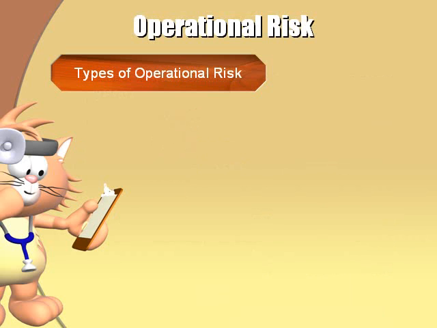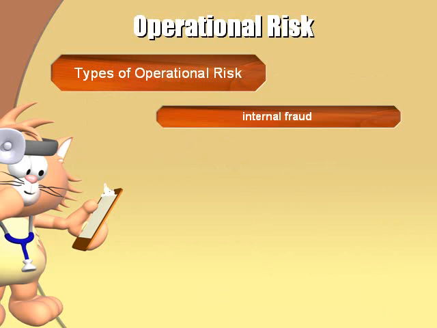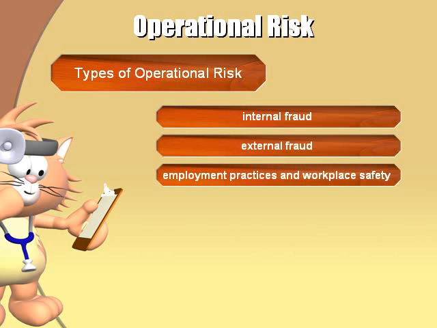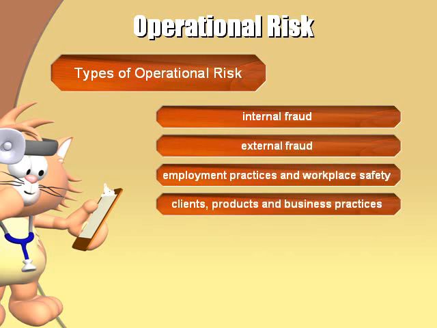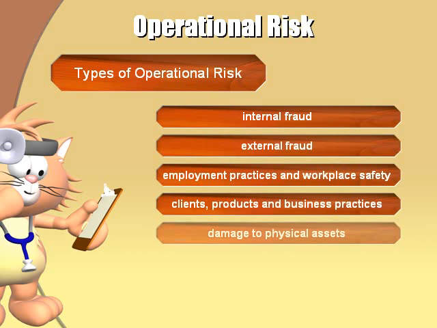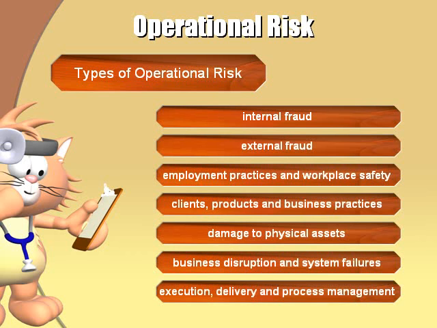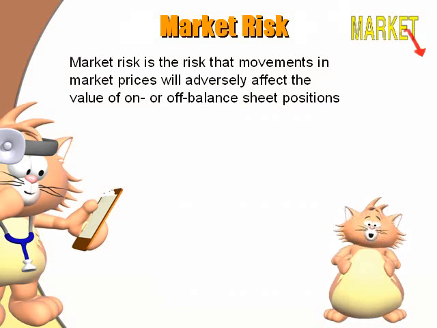Types of operational risk. We have 7 types of operational risk: internal fraud, external fraud, employment practices and workplace safety, clients, products and business practices, damage to physical assets, system failures and business disruption, execution, delivery, and process management. And now let's talk about market risk.